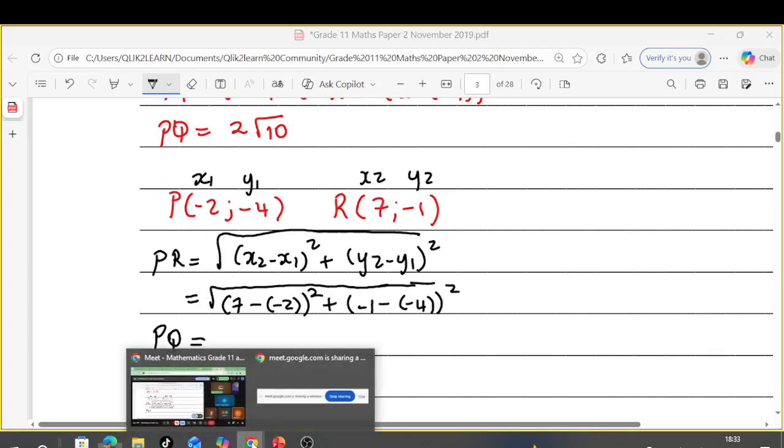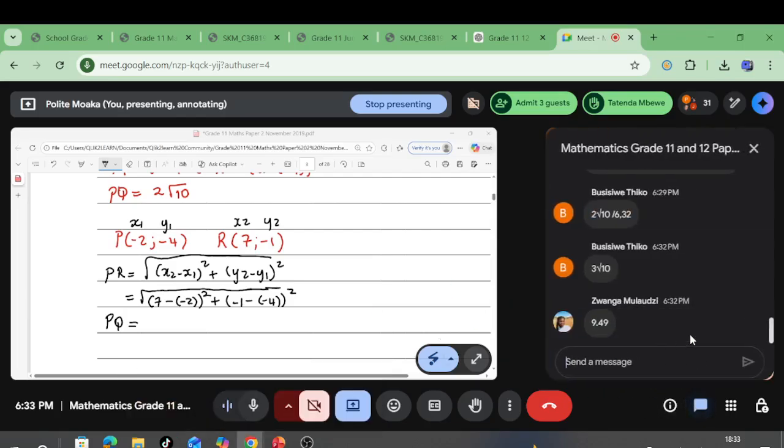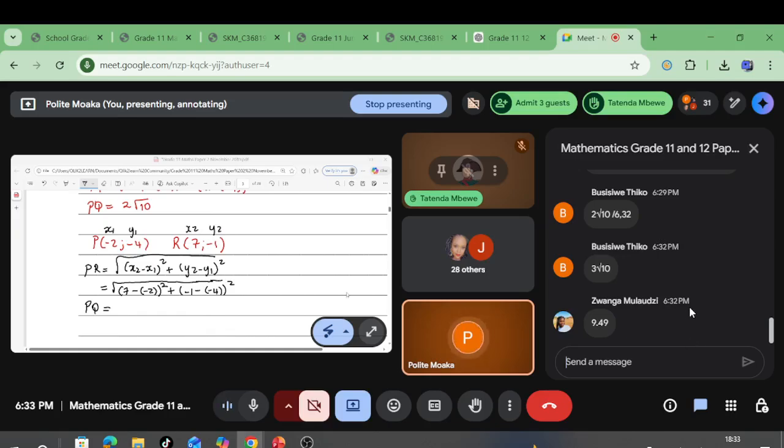Let me just see if I got the same answers, you guys. What is your answer? Please send your answer in the comments. Let's see. Someone got 9.4. 3 root 10. What happened? Did I make any mistake here when I punched my calculator? Plus minus 1 minus into, oh, it's minus into minus 4. I said minus 1. You see, we can always make a mistake. So we get 3 root 10.